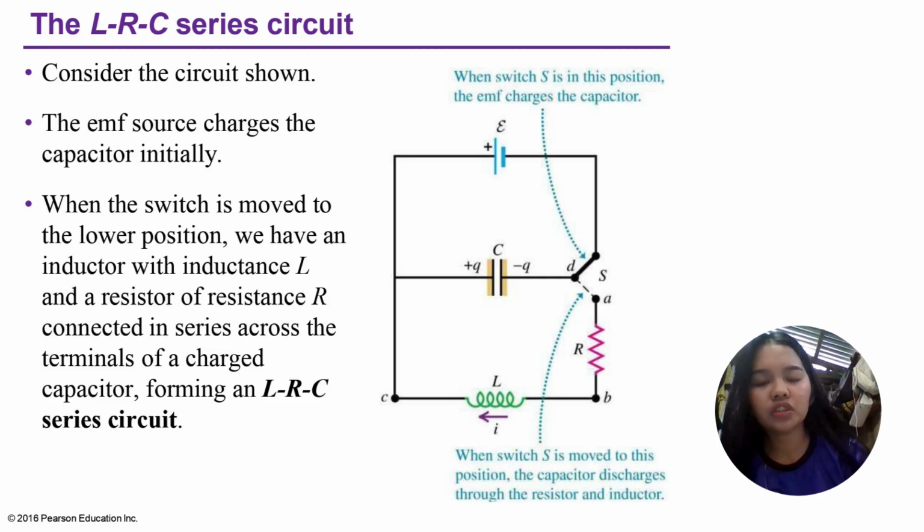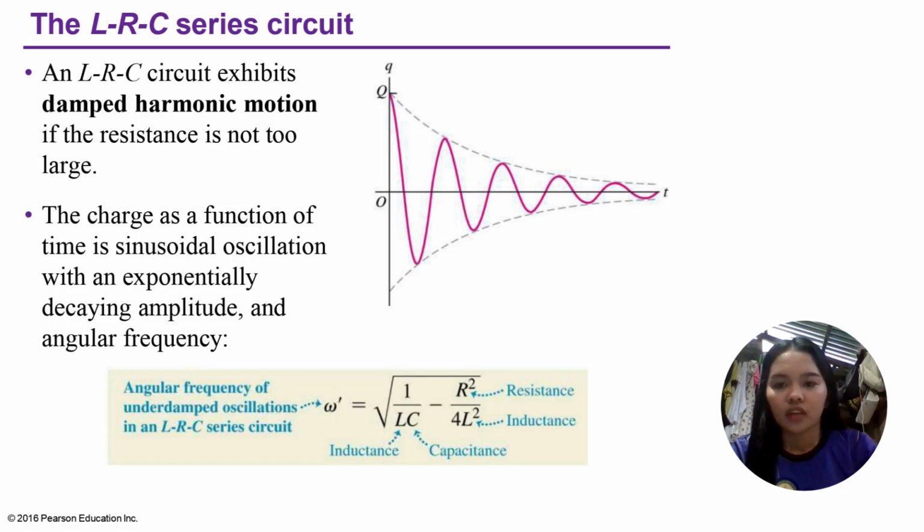So we begin by charging the capacitor. When the switch is moved, the capacitor discharges through the inductor and resistor. The resistor dissipates the energy as heat, reducing the amplitude of the oscillations over time. So the behavior of this circuit is more complex than that of the ideal LC circuit, but it more accurately reflects real-world circuits where resistance is always present. So the EMF source charges the capacitor initially.